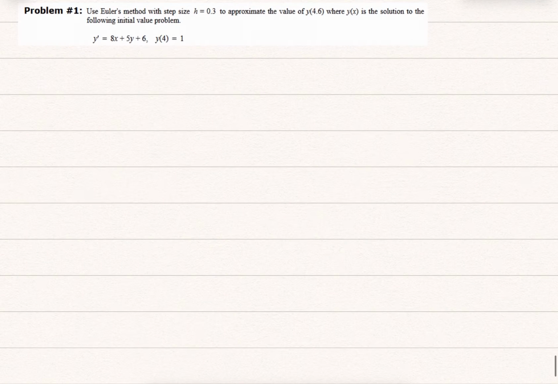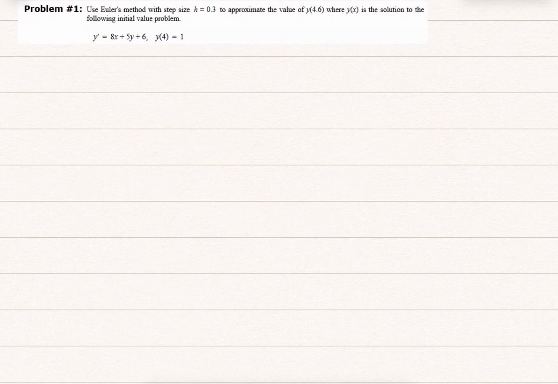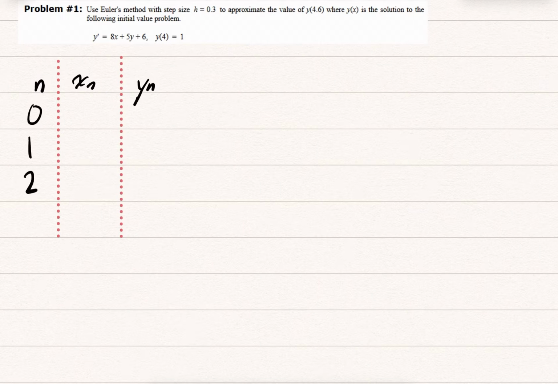Okay. So, Euler's method, step size 0.3, approximate y at x equals 4.6, and they give you the differential equation and the initial value. Okay. So for this, I solved it with a chart. You got your xn right here, you got your yn right there, at 0, 1, 2. Let's just go up until 3 just because.